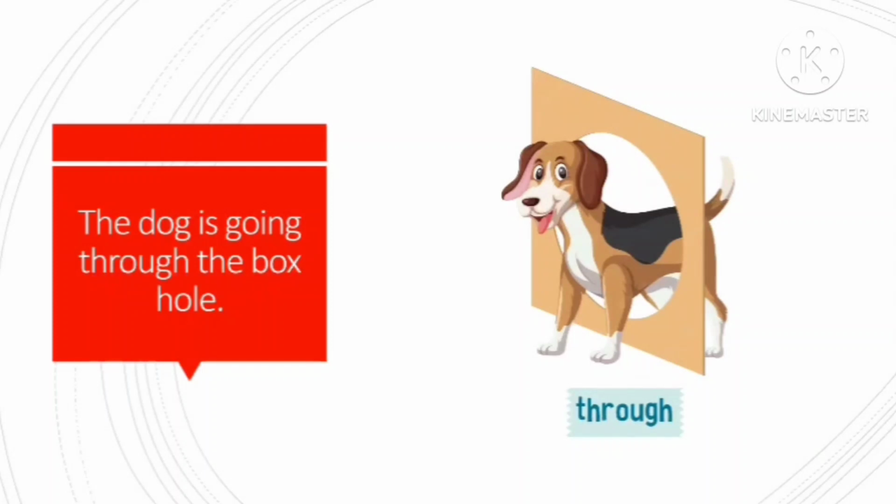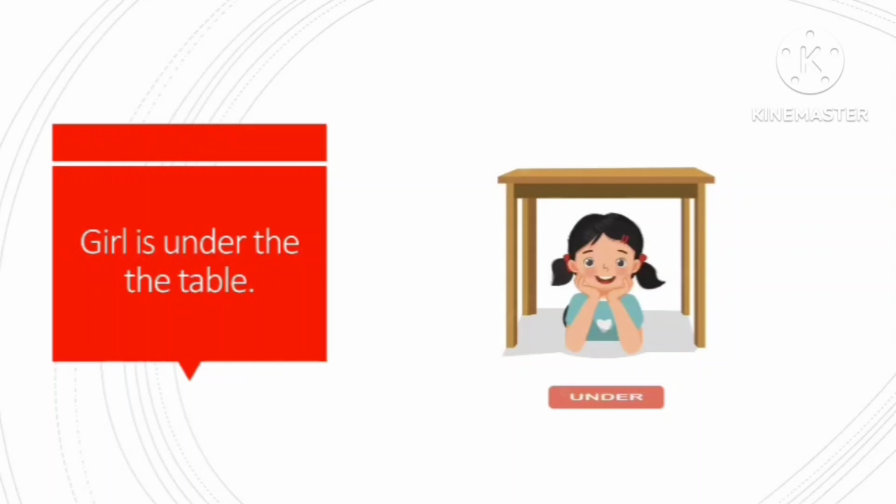Number 6. Under. We use under or below when something is below something else. Like, the girl is under the table. The cat is under the sofa. Warning. We don't use under for a lower position than something else. Like, Venus is just below the moon right now. So, we use below, not under.